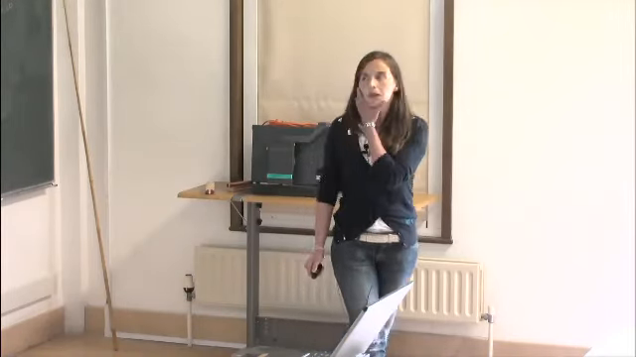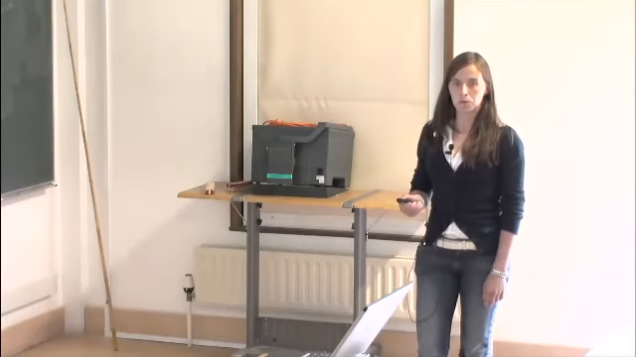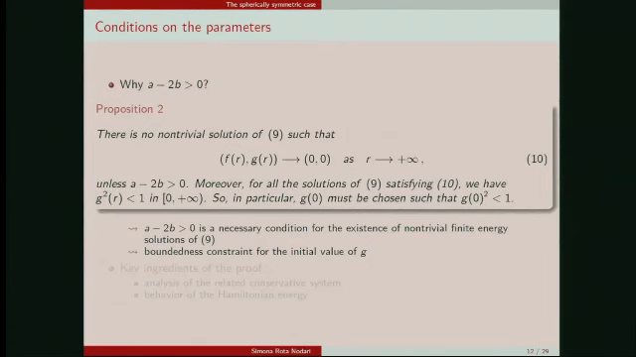Here, in the theorem, we have a condition on the parameters A and B, and one can naturally ask why we need this kind of condition. The answer to this question is given by this proposition, which asserts that A bigger than 2B is a necessary condition for the existence of non-trivial solutions with finite energy. And moreover, this proposition gives also a bound for the initial value of the function G.